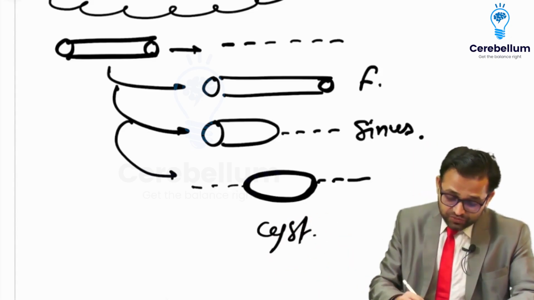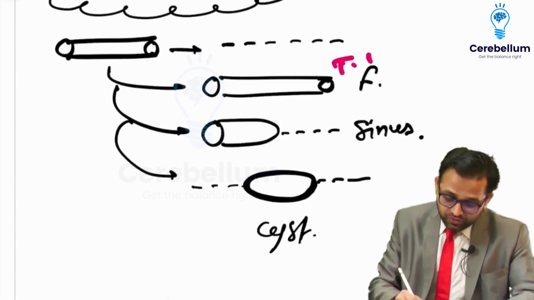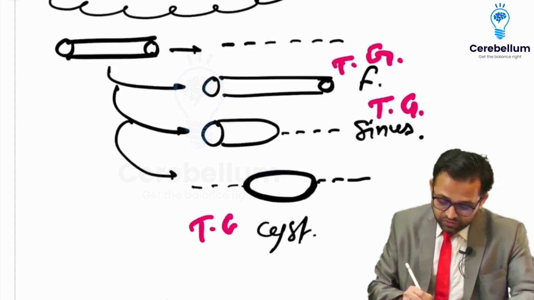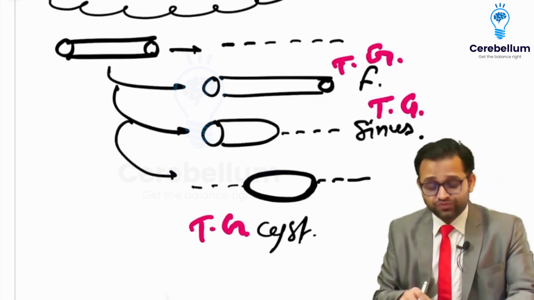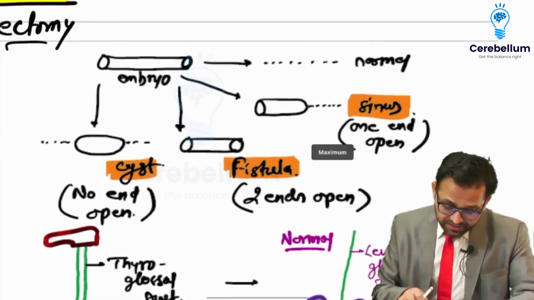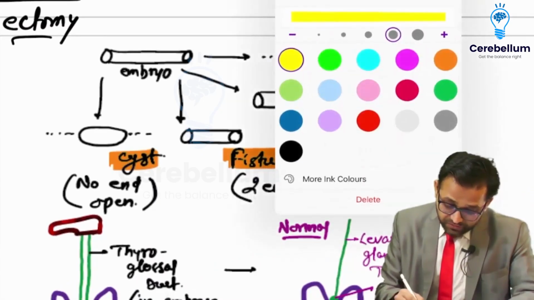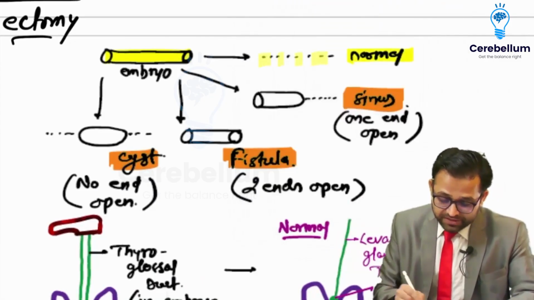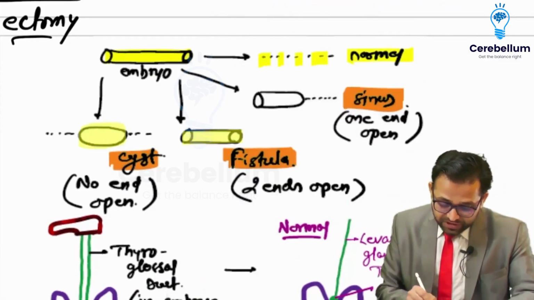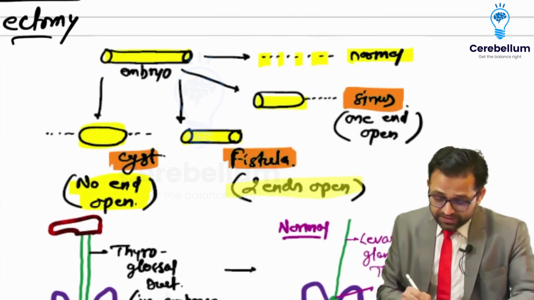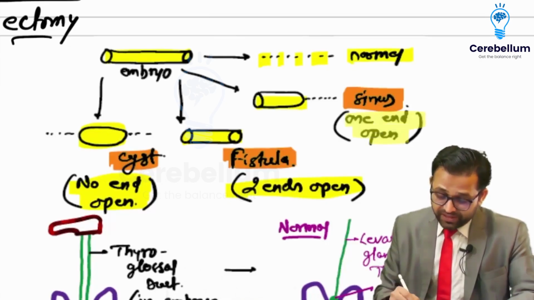So there are situations like thyroglossal fistula, thyroglossal sinus, thyroglossal cyst. These are all the situations. Now look here, a few more things. Sir, I told you this thing in the embryo, normally it gets obliterated, so it can make a cyst, fistula, or sinus. No end open, cyst. Two ends open, then fistula, and one end open, then sinus.